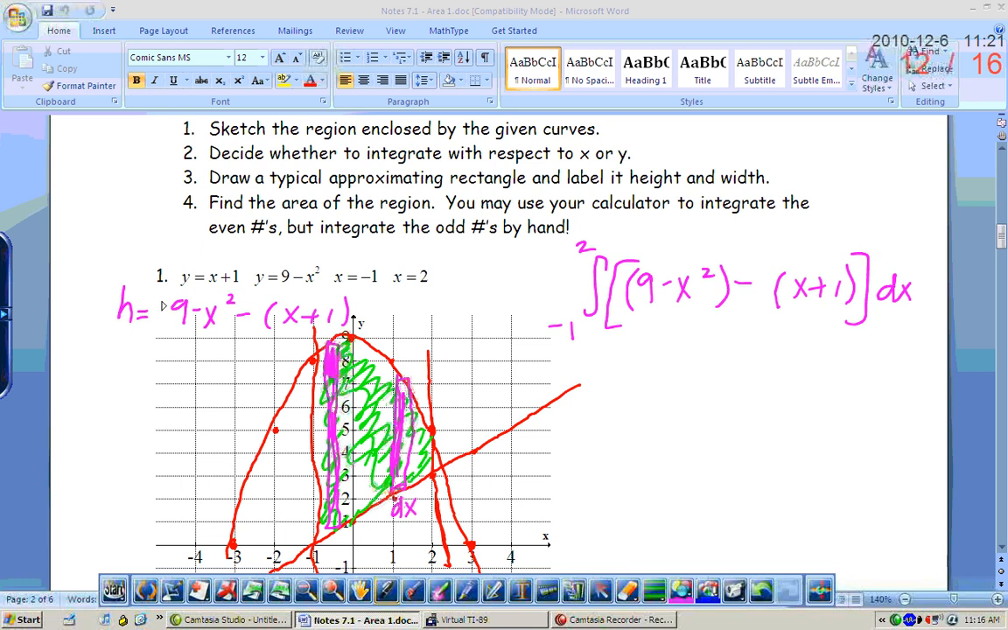This is very easy to integrate. You just use the power rule. It ends up being 19.5, or what is that as a fraction? 39 halves? Yeah.